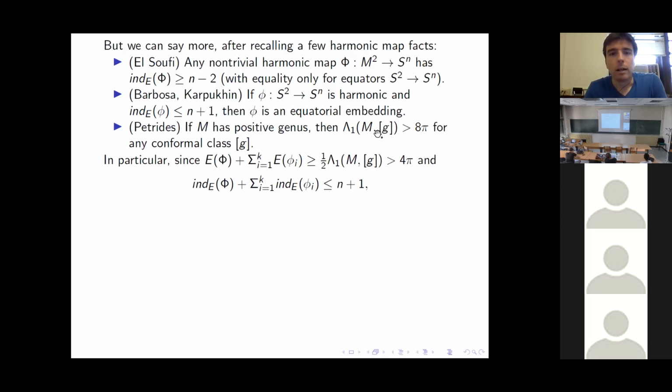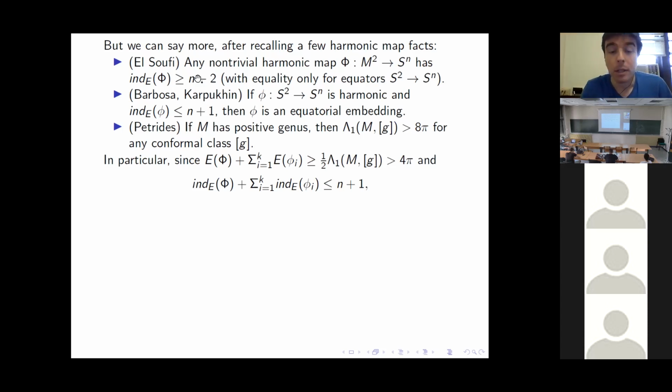However, by this inequality of Iosif, since we're bounded above by n+1 in the total index, and each map should have index at least n-2, it's clear that for n sufficiently large, we'll have at most just one bubble, or just the map we were looking for.